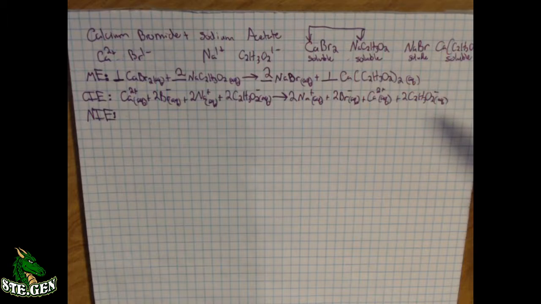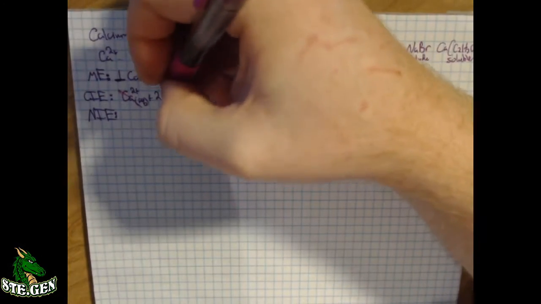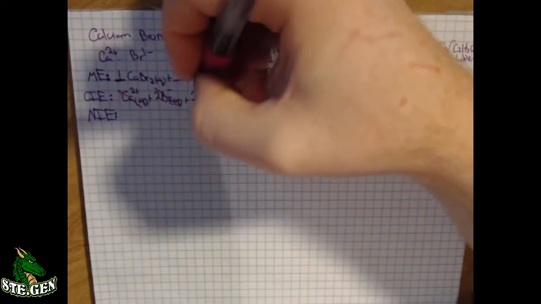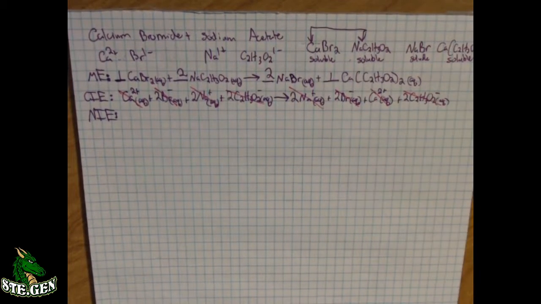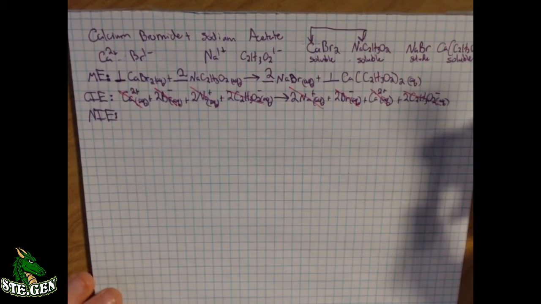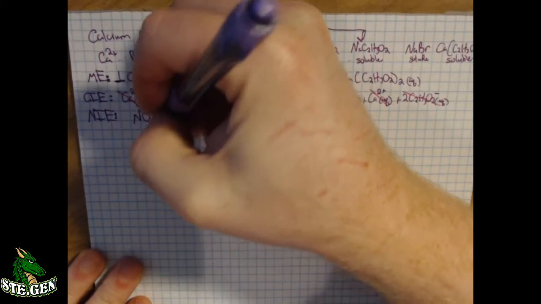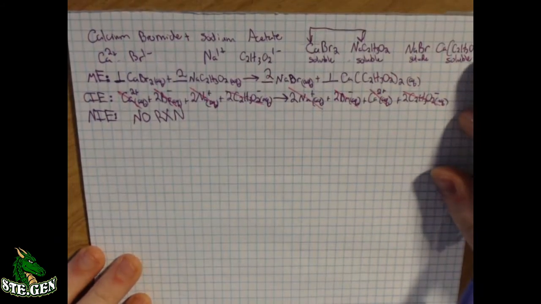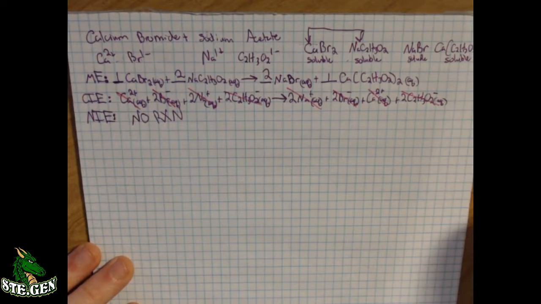There's nothing that's actually going to form together and precipitate out, which means as we go through this, we've got a Ca 2+, we've got a Ca 2+, we have 2 Br minus, we have 2 Br minus, we have 2 Na plus, we have 2 Na plus, we have 2 acetates, we have 2 acetates. We are left with nothing, as I hit the spring on my stand for my mic and camera. So because we are left with nothing, there's actually a second opportunity for no reaction. And in this case, we have it. There is no reaction when these two mix together.